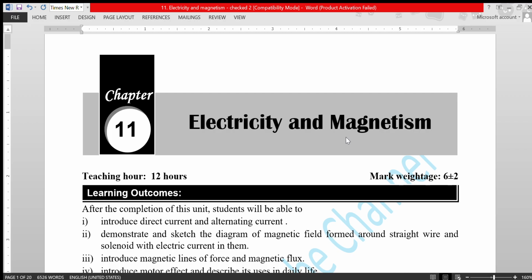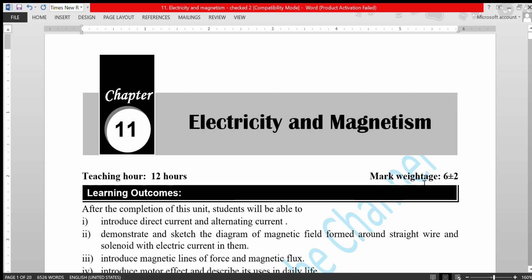Today I'm going to discuss electricity and magnetism. It is the 11th chapter of Grade 10 Science. This matter is equally important for all SEE appearing students. So let us start the lesson today.